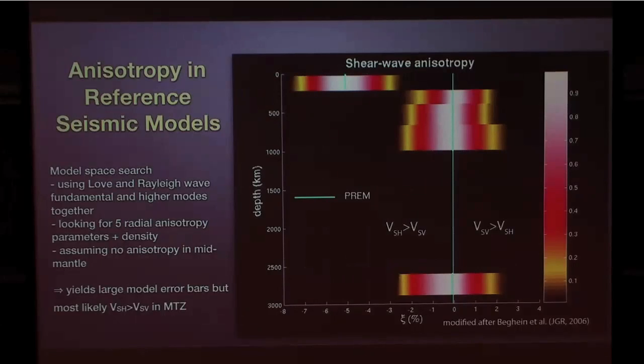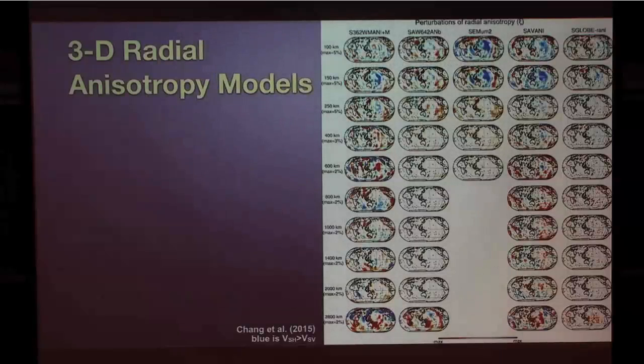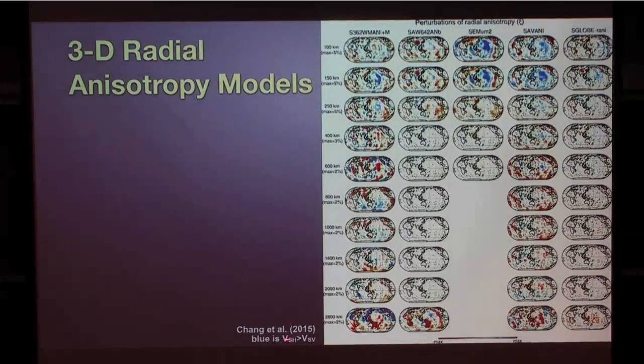So again, large uncertainties on radial anisotropy in the 1D model. That's a compilation of several 3D radial anisotropy models that was published last year by Cheng et al. In this convention, blue means VSH is larger than VSV. Some models, they all have different types of data, different methods for inversion. Some of them are able to constrain anisotropy down to the bottom of the mantle. Others stop at the transition zone.